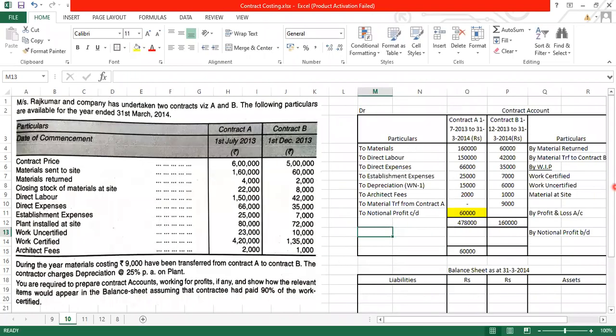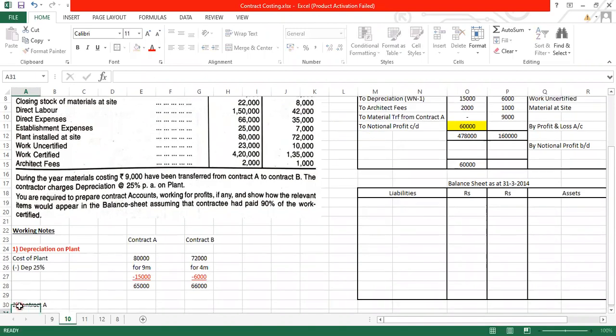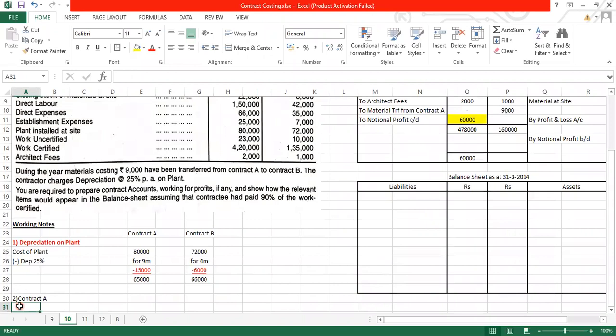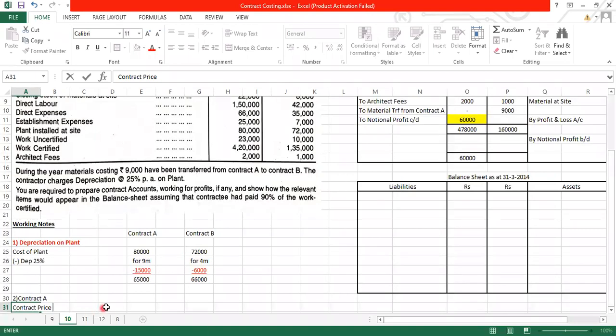Let's find out now how much amount we need to transfer. So working note number 2, profit which we need to transfer in. Contract price देखो कितना है? 6 lakh rupees. So write down that the contract price is 6 lakh rupees.